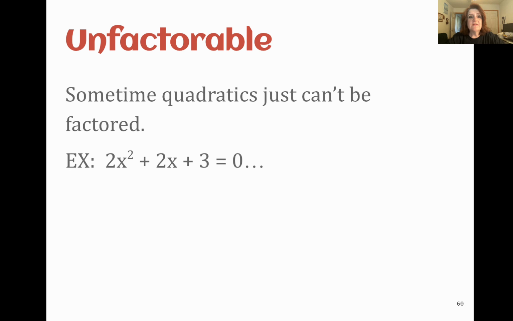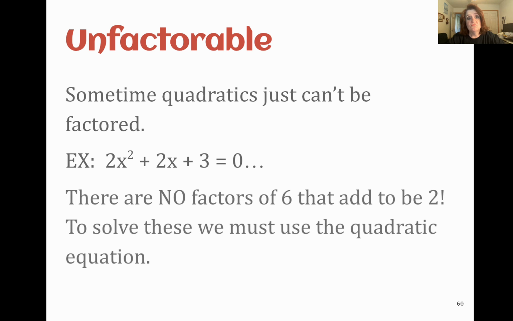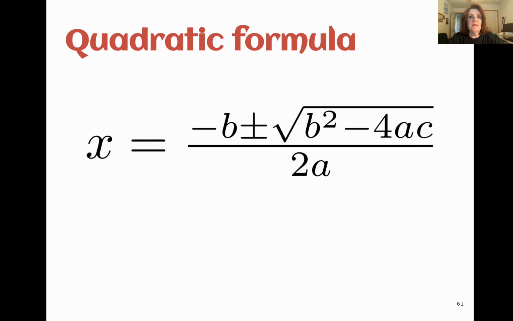Sometimes you get a quadratic that you just can't factor because there are no factors of 6 that add to be 2, right? Here we have to use something called the quadratic equation. The quadratic formula says, to the tune of Pop Goes the Weasel, x equals -b plus or minus square root b squared minus 4ac all over 2a.